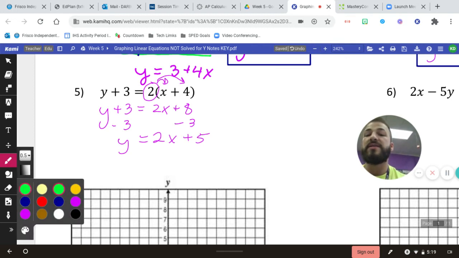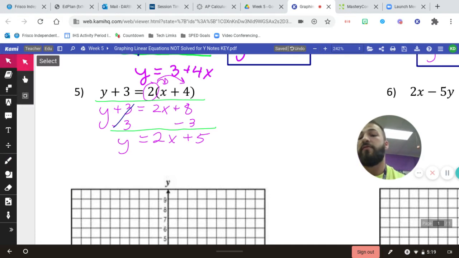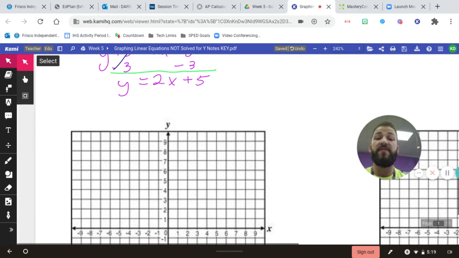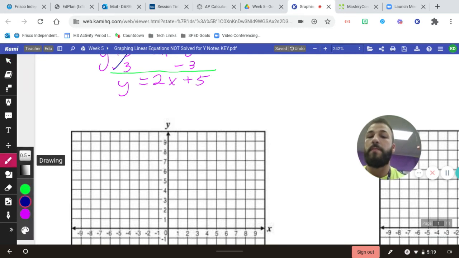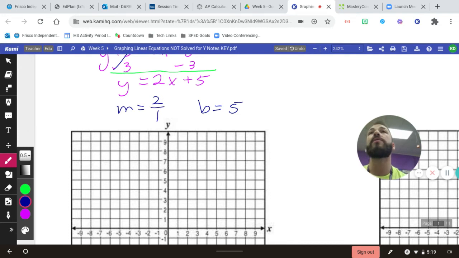Okay, so now that I'm in slope-intercept form, I can use my slope and my intercept to actually get those terms for my graph. So y is equal to 2x plus 5. So plus 5 is my y-intercept. My slope is 2, but remember, to make it easier, we can change any whole number to be that whole number over 1, so 2 over 1. Okay, so I'm going to put my y-intercept at 5 right there. And then I'm going to use my slope to get another point.